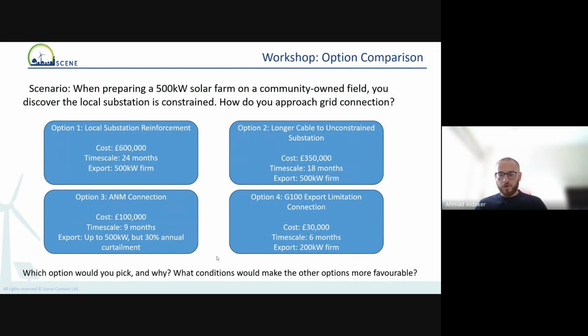So now we're moving forward with very good efficiency, I must say. Now we can go into our workshop task. Here we're going to look at a scenario, a hypothetical 500 kilowatt solar farm, where you're trying to obtain a grid connection. Here you have 4 options, each with their own pros and cons. This is a situation where there's no right or wrong answer. It's just about having a discussion about what might be the best option and why, and when would the other 3 options become more favorable.